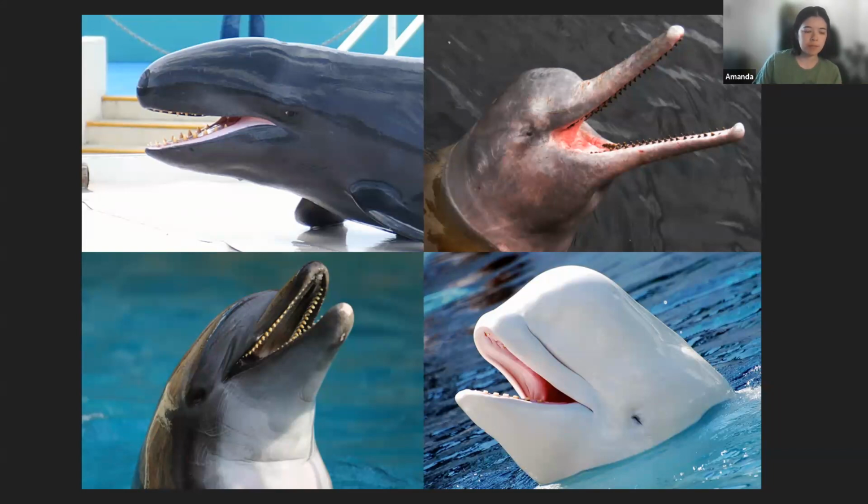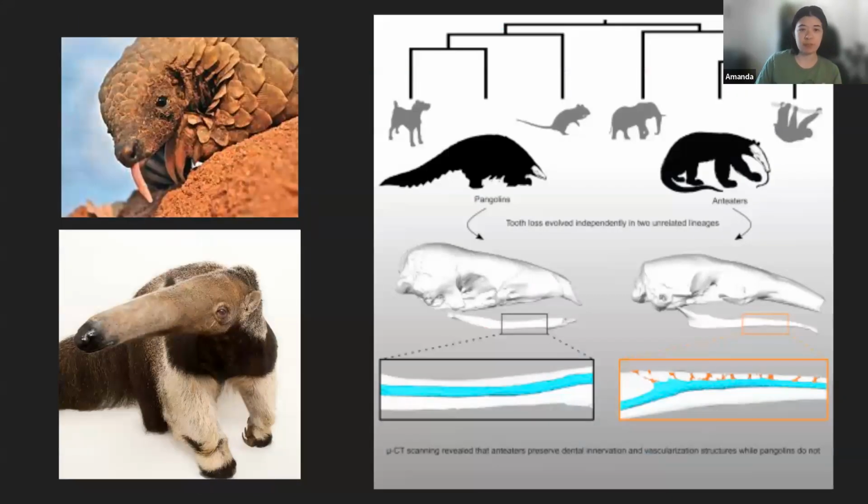Some mammals have seen some extreme modifications. Things like anteaters and pangolins have lost teeth, evolved to no longer develop teeth, and instead just have a very long snout and a tongue that they use to eat soft-bodied insects. And this actually evolved independently two times. Pangolins and anteaters aren't very closely related.